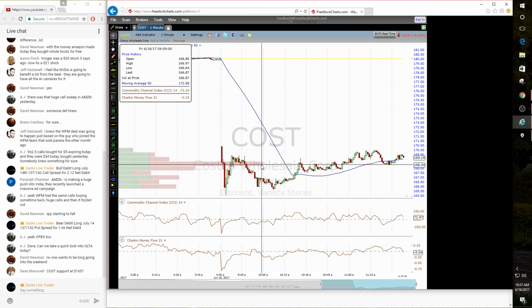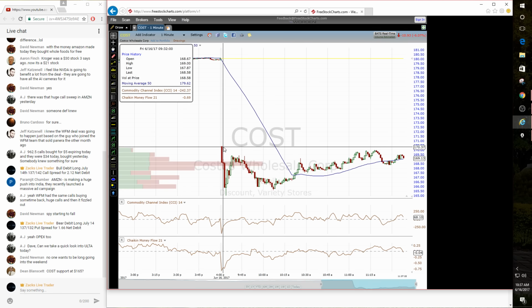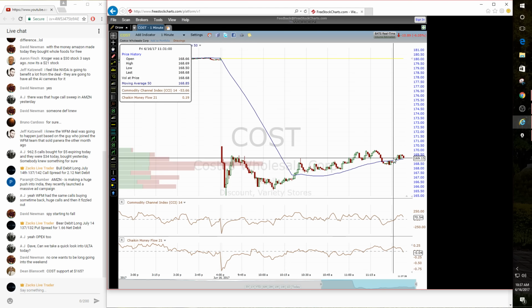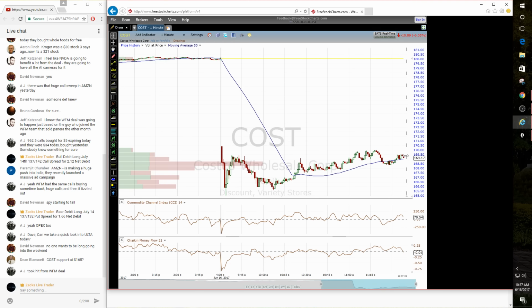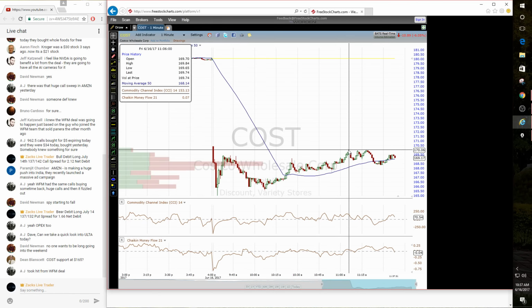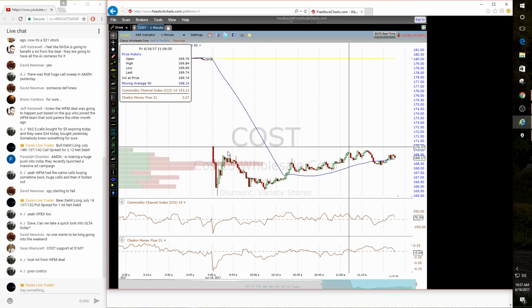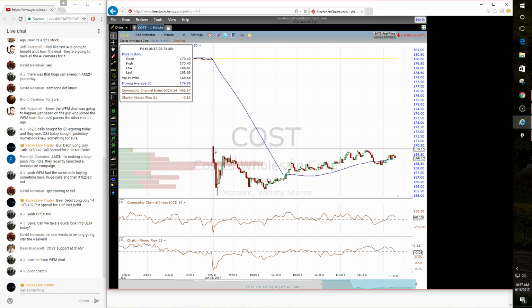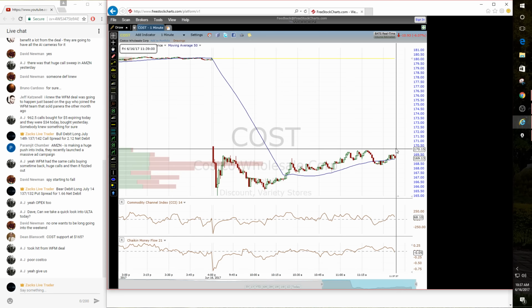This might be one of those things. These are those dice rolls. The day of dice rolls at OPEX. The thing is, I think this is going to... Maybe this tests here and then starts to go lower. Let's see how cheap these options are.